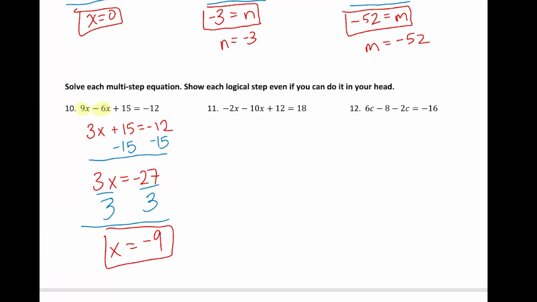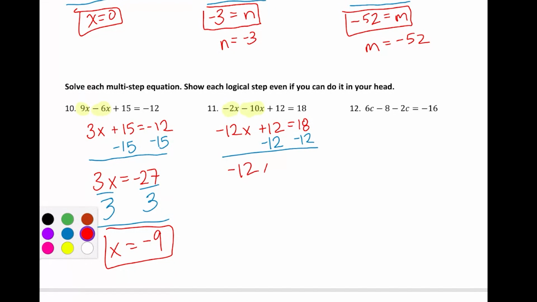Okay, number 11. Number 11, just like number 10, has two like terms. On the left-hand side of the equation, we've got this negative 2x minus 10x. Negative 2x minus 10x is negative 12x. Plus 12 equals 18. Now we've got a two-step equation. We'll take care of that addition first. We're going to subtract 12 from both sides to get rid of that plus 12.